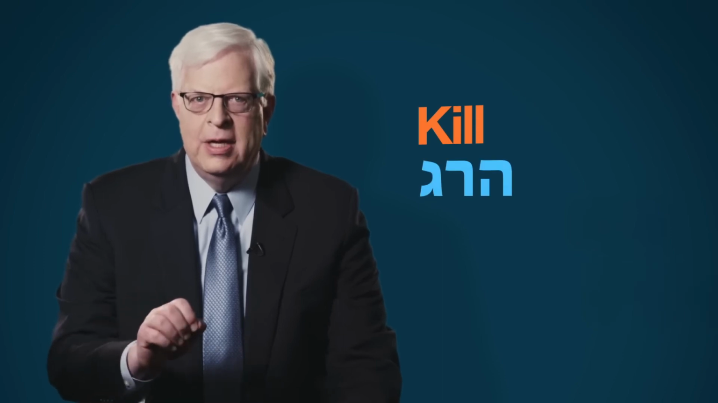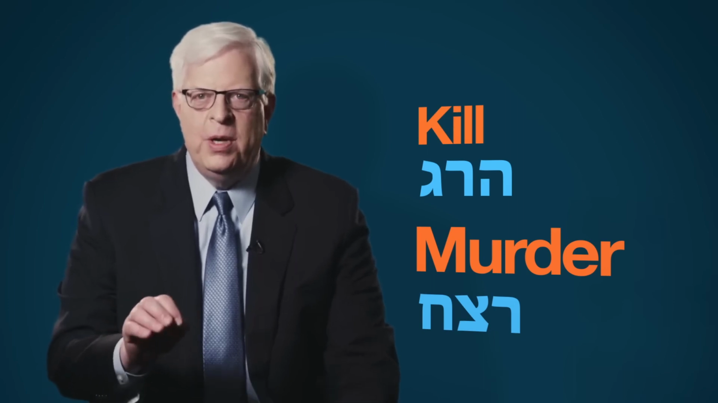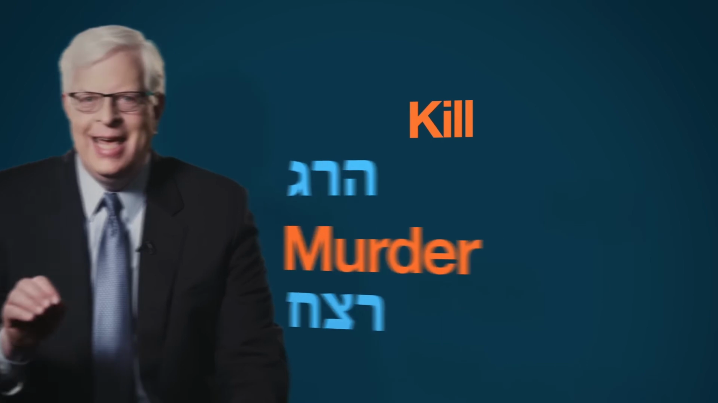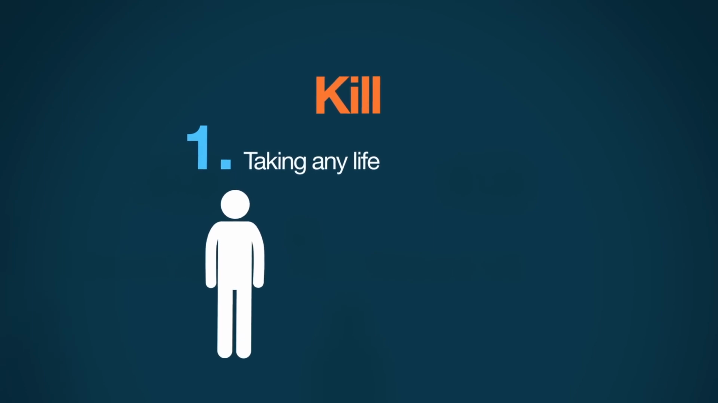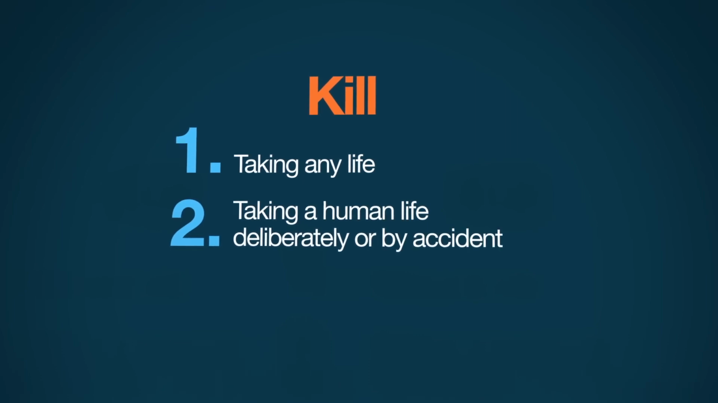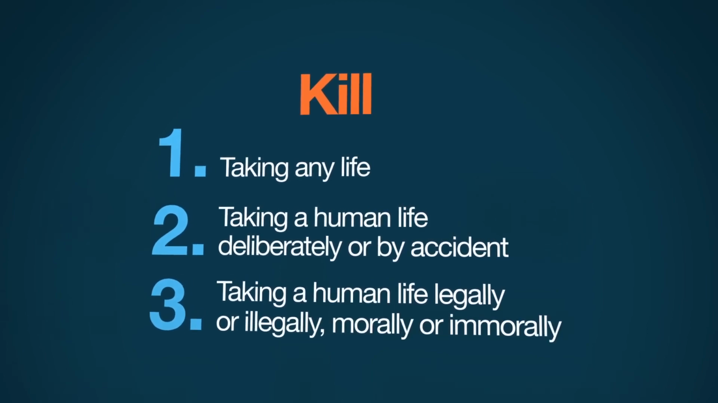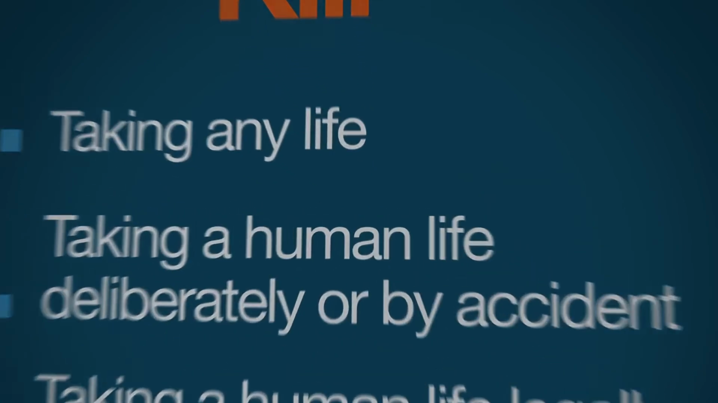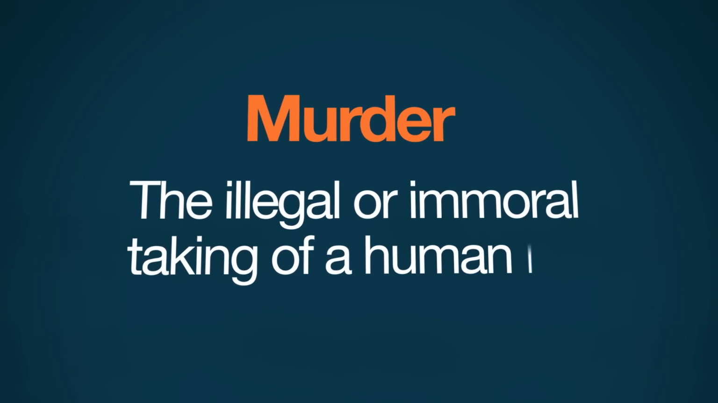Both Hebrew and English have two words for taking a life. One is kill, harag in Hebrew, and the other is murder, ratzach in Hebrew. The difference between the two is enormous. Kill means, one, taking any life, whether of a human being or an animal. Two, taking a human life, deliberately or by accident. Three, taking a human life, legally or illegally, morally or immorally. On the other hand, murder can only mean one thing: the illegal or immoral taking of a human life.